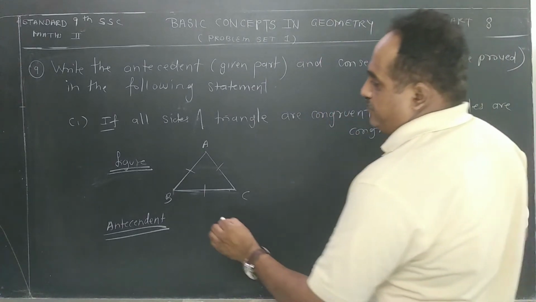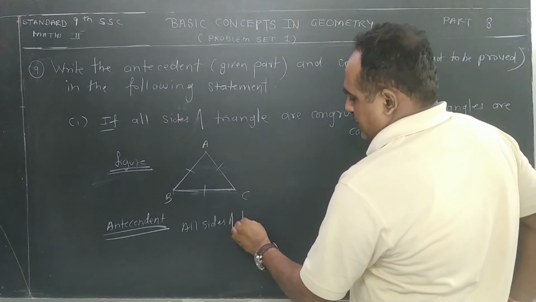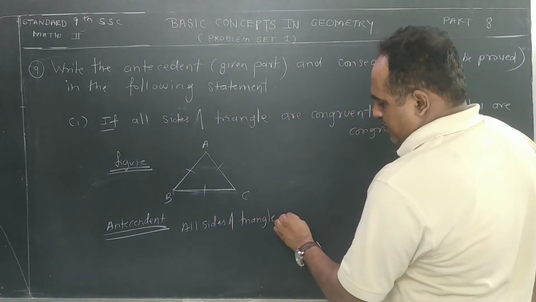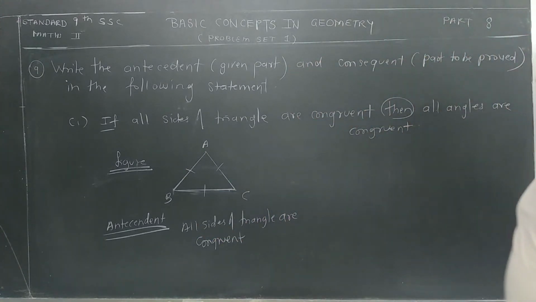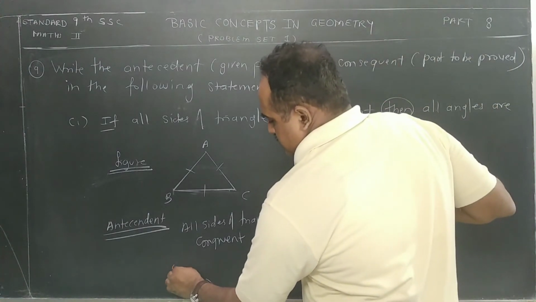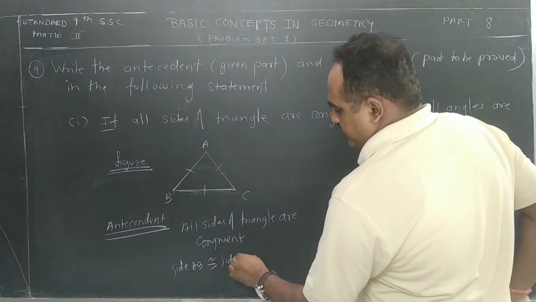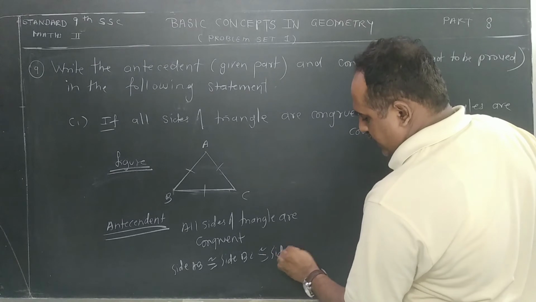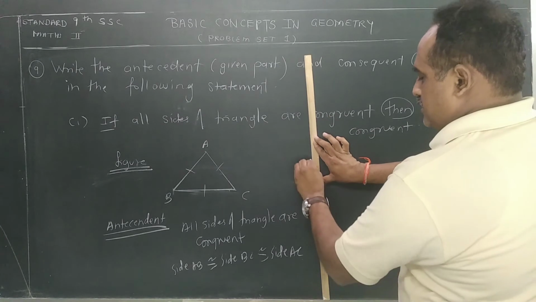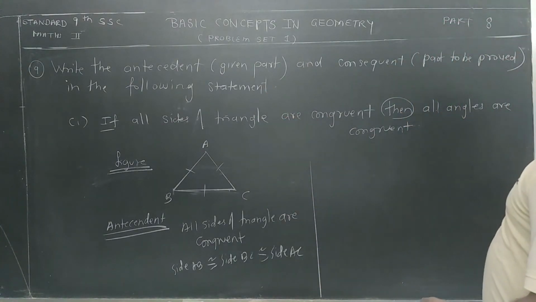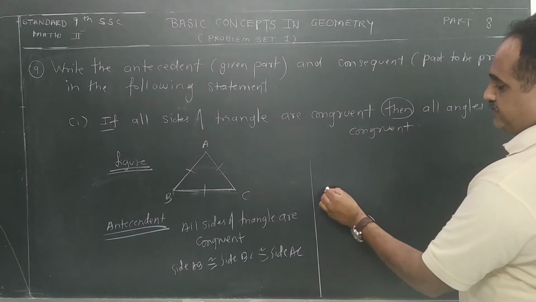Antecedent: all sides of a triangle are congruent. All sides of a triangle are congruent means side AB is congruent to side BC is congruent to side AC. You got it? And now you are going to write the consequent.